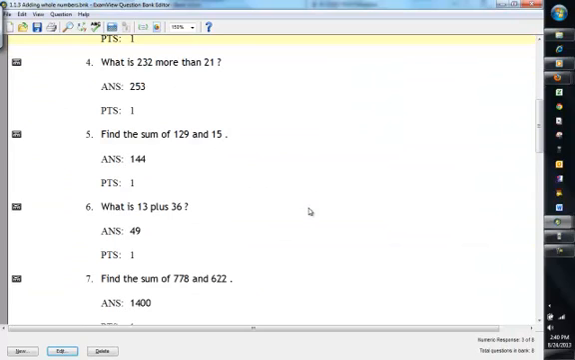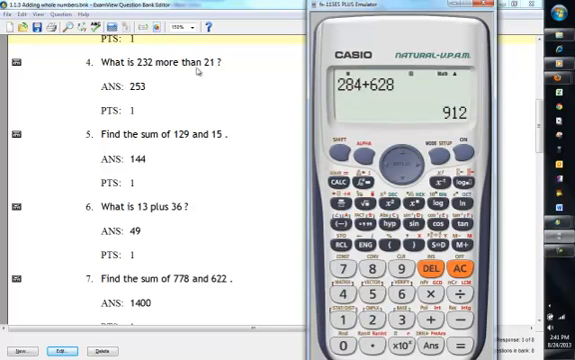Next one. These are kind of like word problems. The words more than mean add. Anytime you see the word than, it's a good idea to switch the order even if it's an addition problem. So we would write 21 plus 232 because it's 232 more than 21.